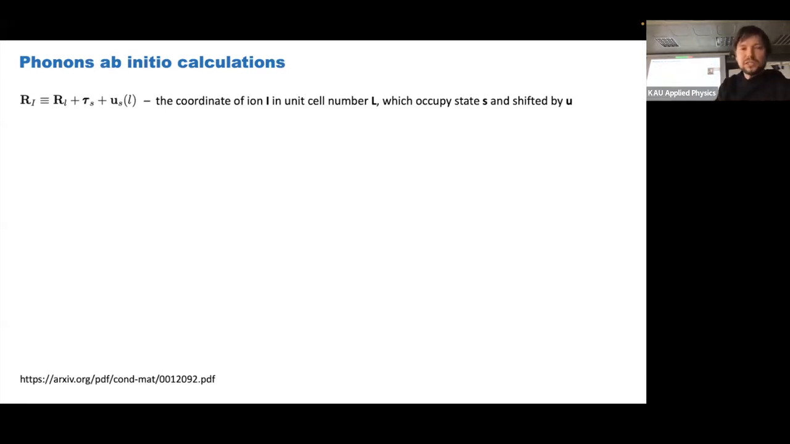And I say that this coordinate vector for the ion consists of three parts. So it consists of RL, the coordinate of the unit cell number L, because we have a lot of unit cells. Then inside this unit cell, the ion occupies some place, some coordinate. And it was shifted by u from this place. So the atom was shifted by some very, very small displacement u from its place in the unit cell with number L, because we have an infinite number of unit cells L. This is our new coordinate for the ion.